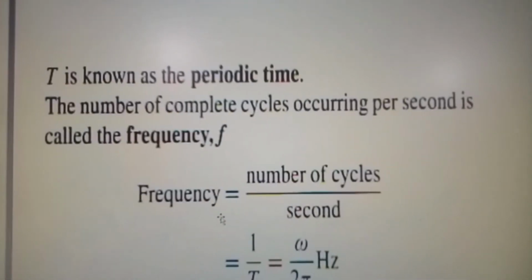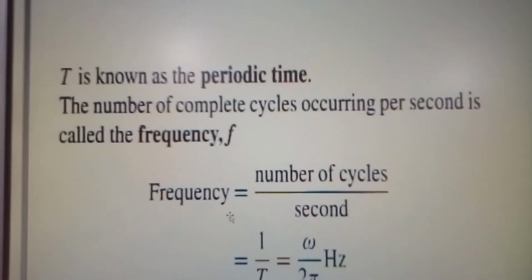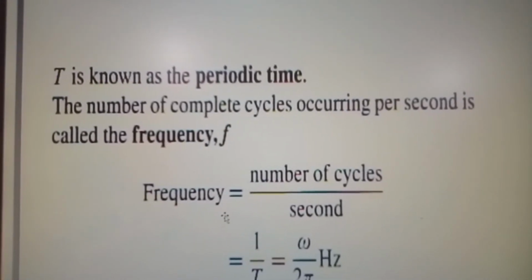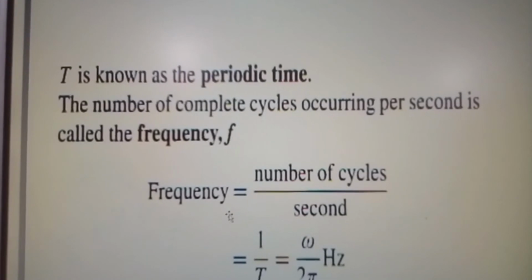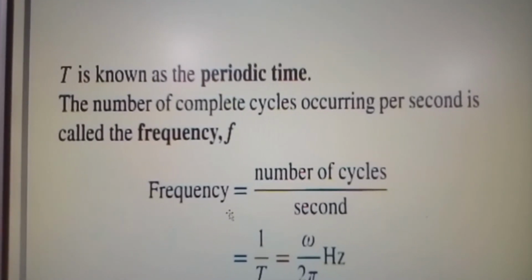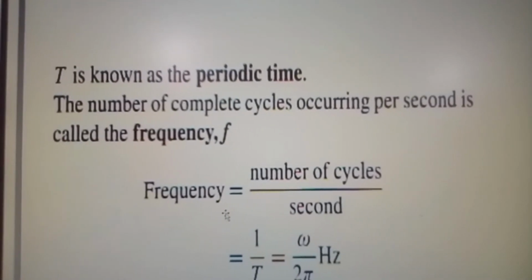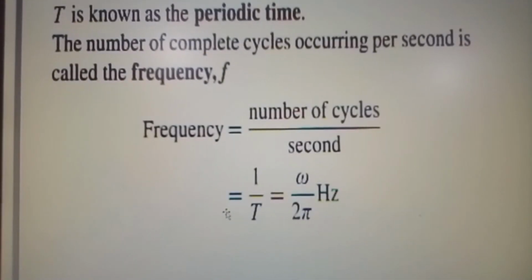Now here t is known as the periodic time. The number of complete cycles occurring per second is called the frequency. Frequency equals number of cycles over seconds. So f equals 1 over t, equals omega over 2 pi, in hertz.